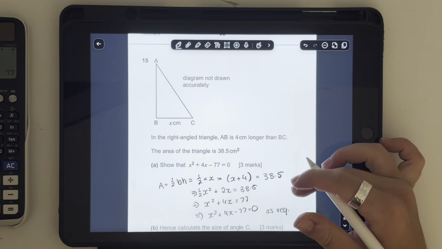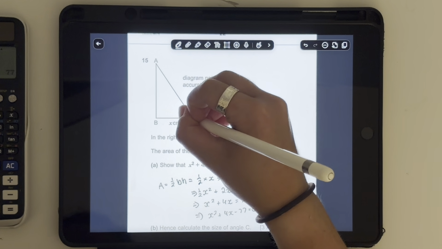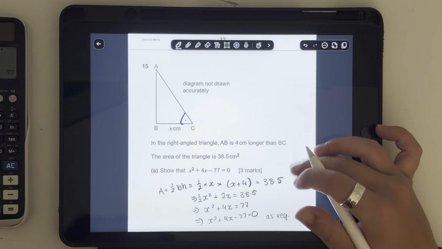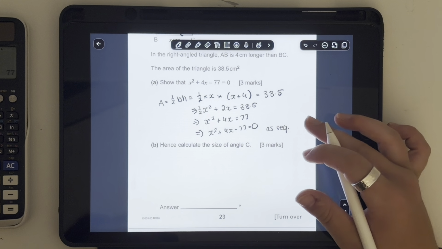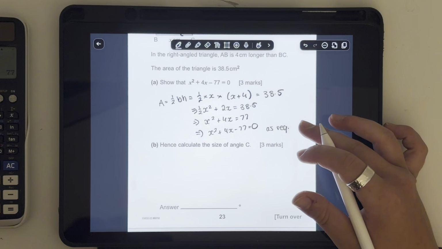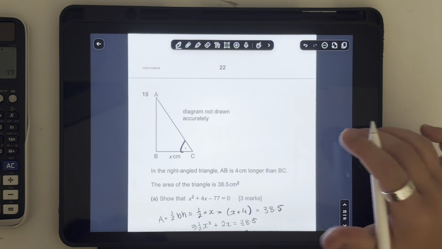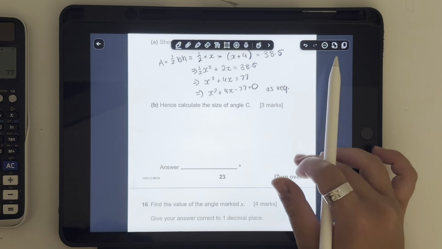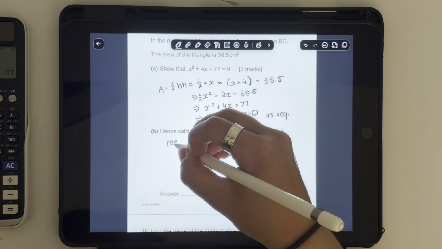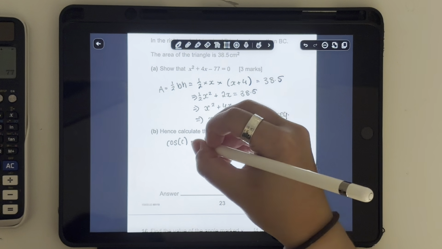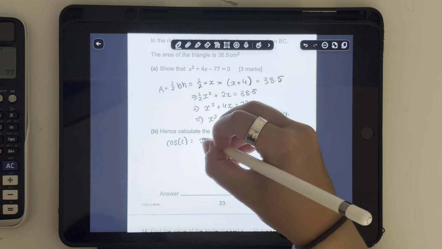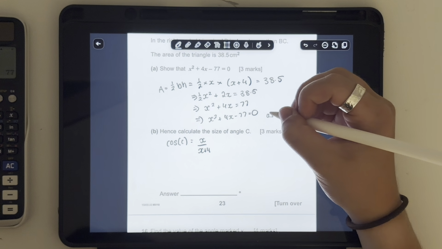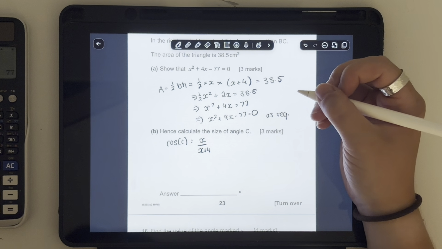Okay, calculate the size of angle C. So it wants this angle here. So let me think. We have our adjacent and our hypotenuse. So the cos of C is x over x plus 4. But I obviously need to solve to find x first.